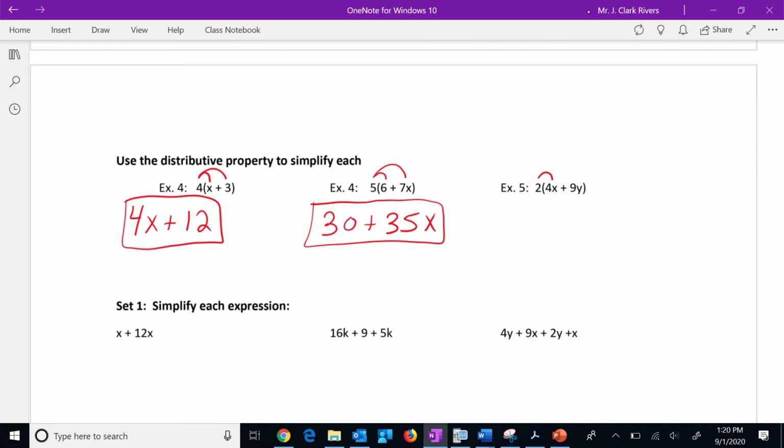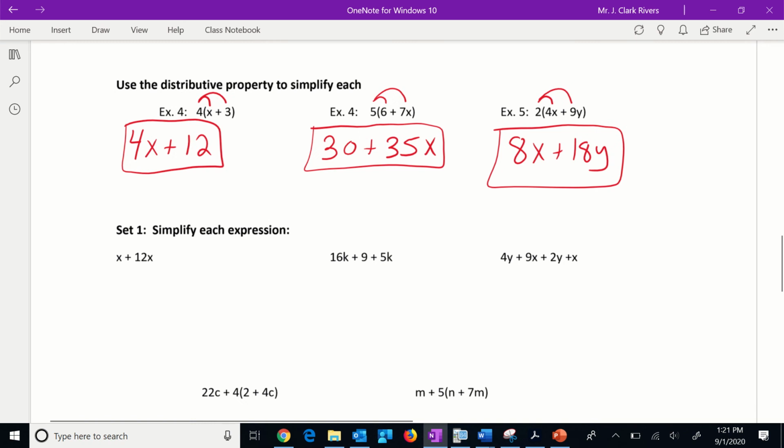You get 8. So 2 times 4 is 8x. Pay attention to that sign. Plus 2 multiplied by 9y, 18y. We have an x term and a y term. These are different variables. They cannot be combined. That's all we got there.